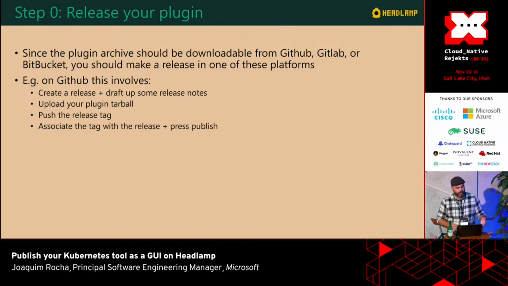So I'm sure everybody's familiar with GitHub, but just to give you an example of what this involves, it's very simple. You create a release, you draft up some notes, you push the tarball that you made with the npm run package command to that release page. Then you push the tag, or you could have pushed the tag before. It's up to you. This is how I do it. And then you associate the tag with the release and you press publish. So now it's available on the internet. And you can download it from there, assuming your project is public, of course.